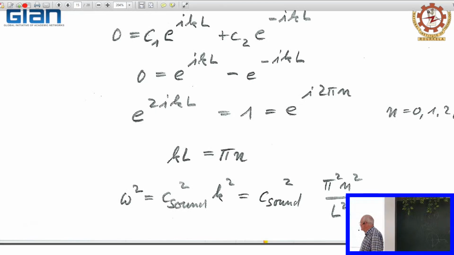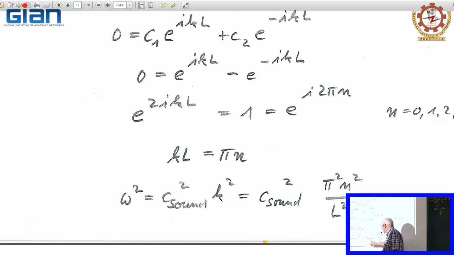Now using our dispersion relation, this means omega squared is related to k squared. This means omega squared, our eigenfrequency, is sound speed squared times the possible value of k, which is pi squared n squared over L squared. That means we have a solution of the problem only for discrete values of omega, and only then can we guarantee that we satisfy both the boundary condition at the bottom and the top of our organ pipe.